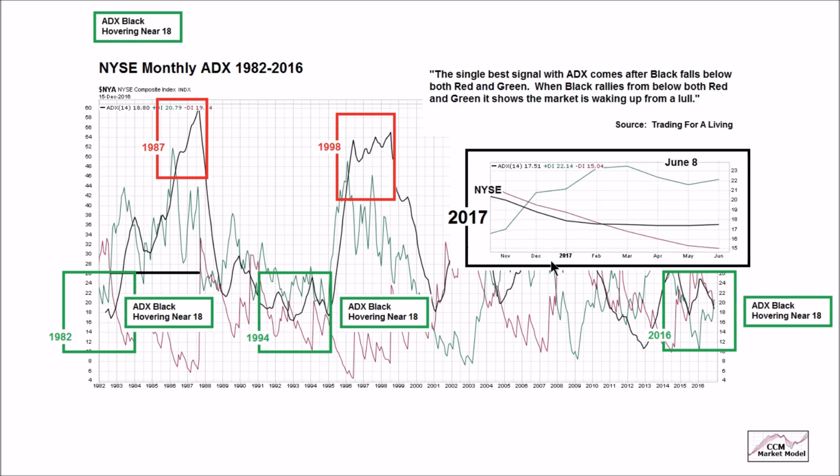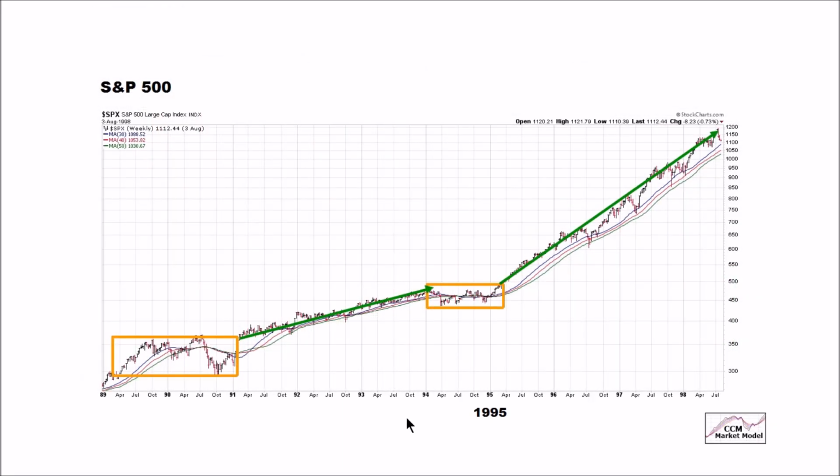The December 2016 analysis focused primarily on the NYSE composite. And if you look closely here, the NYSE composite black ADX is now starting to turn up, and it previously was below both red and green. Another similarity between 1994 and 1995 and the present day is the long-term consolidation box.